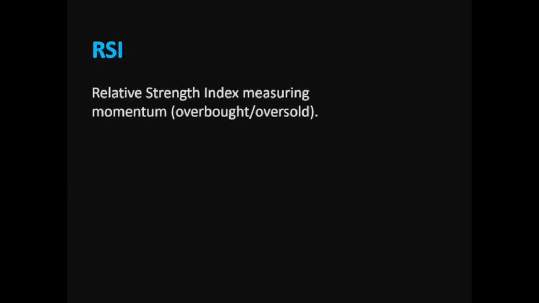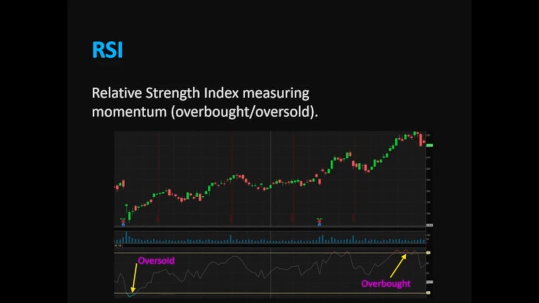Now let's talk about the RSI. The RSI, or known as the Relative Strength Index, measures momentum. This tells you if stocks are overbought or oversold. The image below is the RSI, correlated with the chart that it's representing. There's 2 levels we want to worry about, the 70 and the 30.